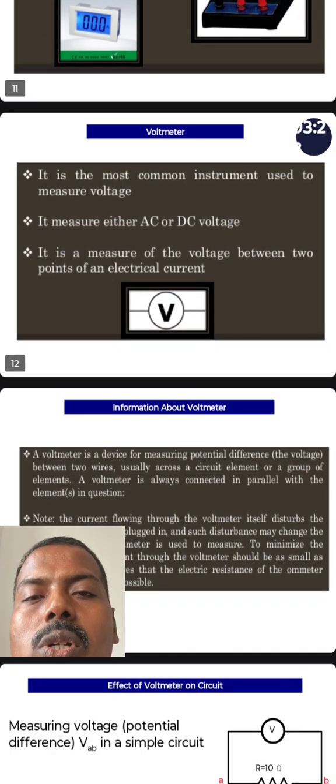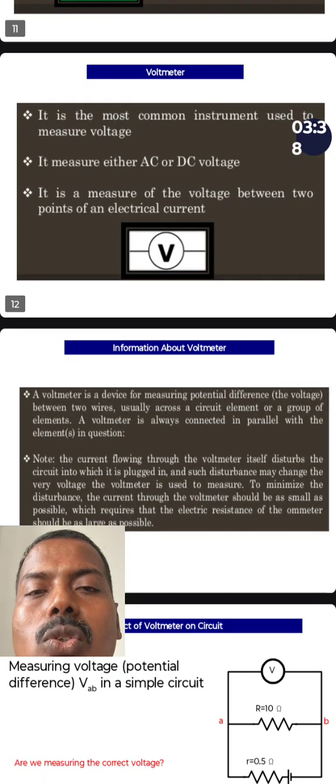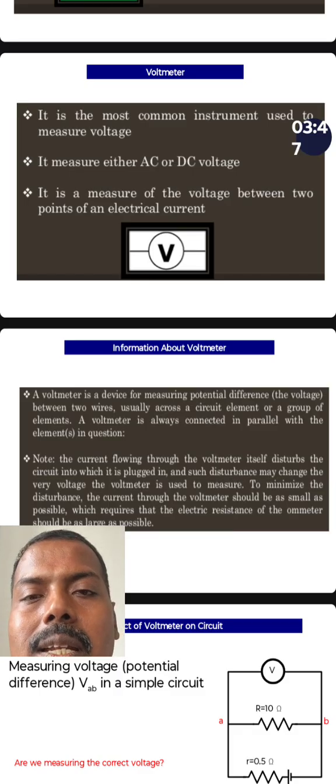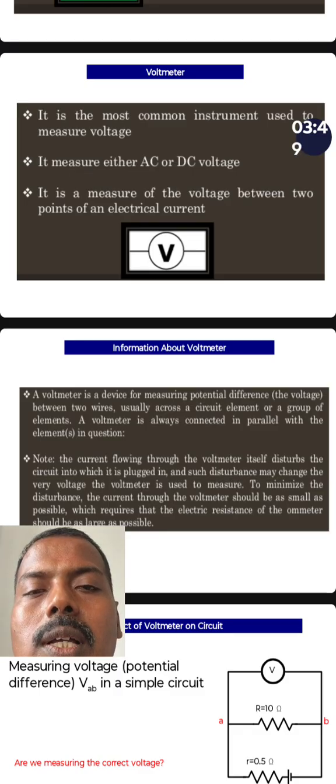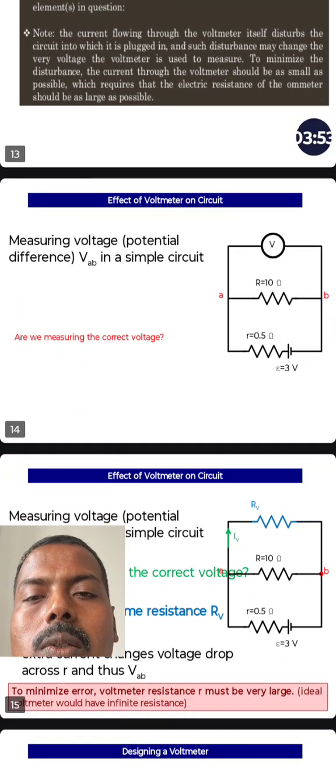So another is the voltmeter. It is a common instrument used to measure the voltage. It can measure either AC or DC voltage. Actually the potential difference is the voltage. So across the terminals, the potential difference between the 2 points will be measured, and it is connected in parallel to the supply. So here the diagram representation is shown.